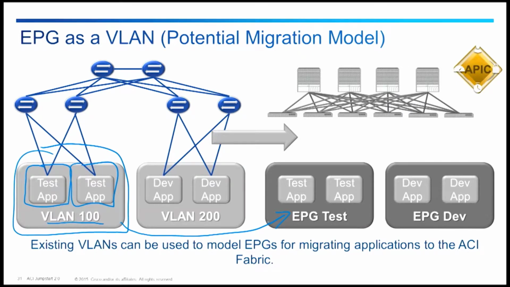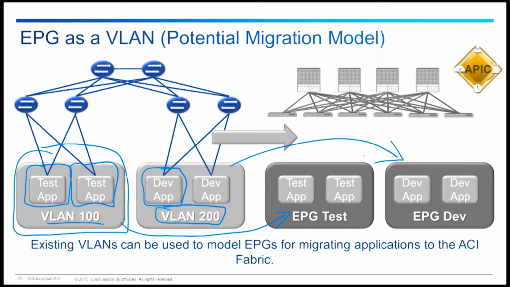Similarly, if I had VLAN 200, which was housing all my application endpoints, I can map those into its own EPG as well. Makes it very simple. I can understand VLAN to EPG. It's a very good mapping idea.